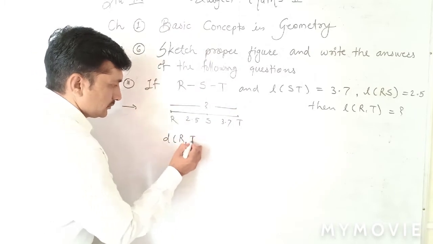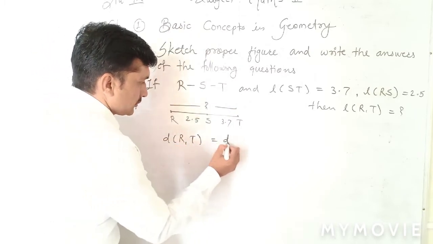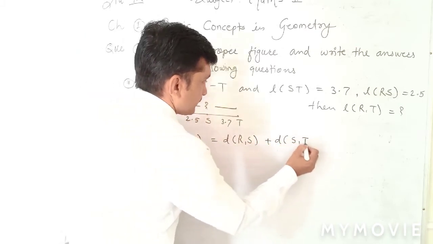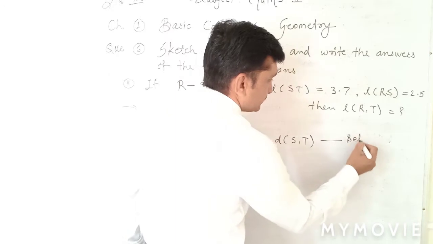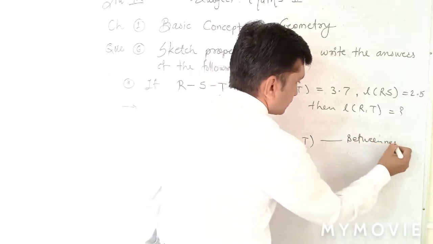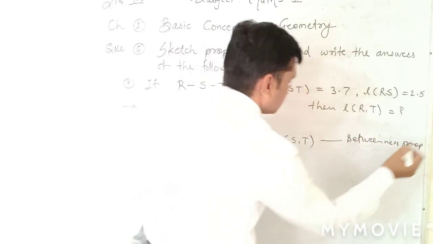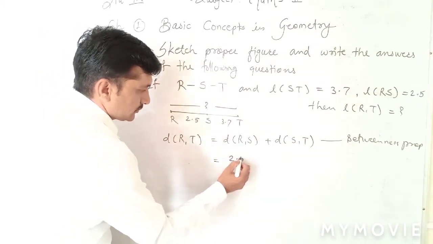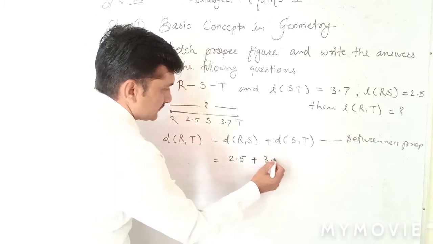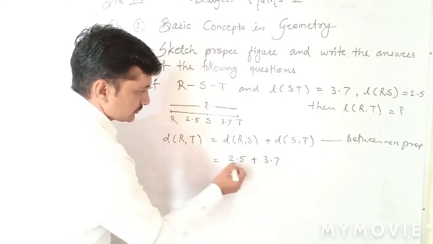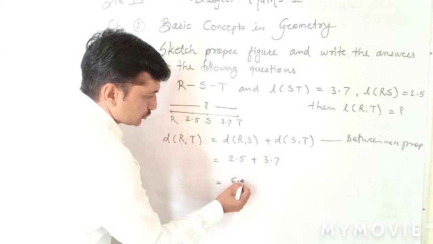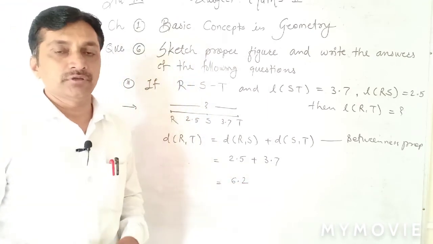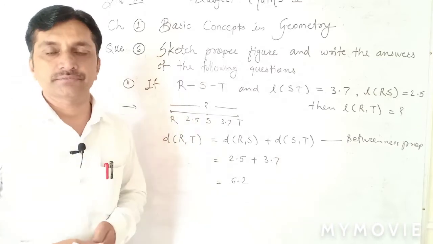Distance RT is equal to distance RS plus distance ST. This is the betweenness property. Distance RT is equal to RS, 2.5, plus ST, 3.7, and the addition is 6.2. 6.2 is the distance RT. By the second possibility also we can do that.